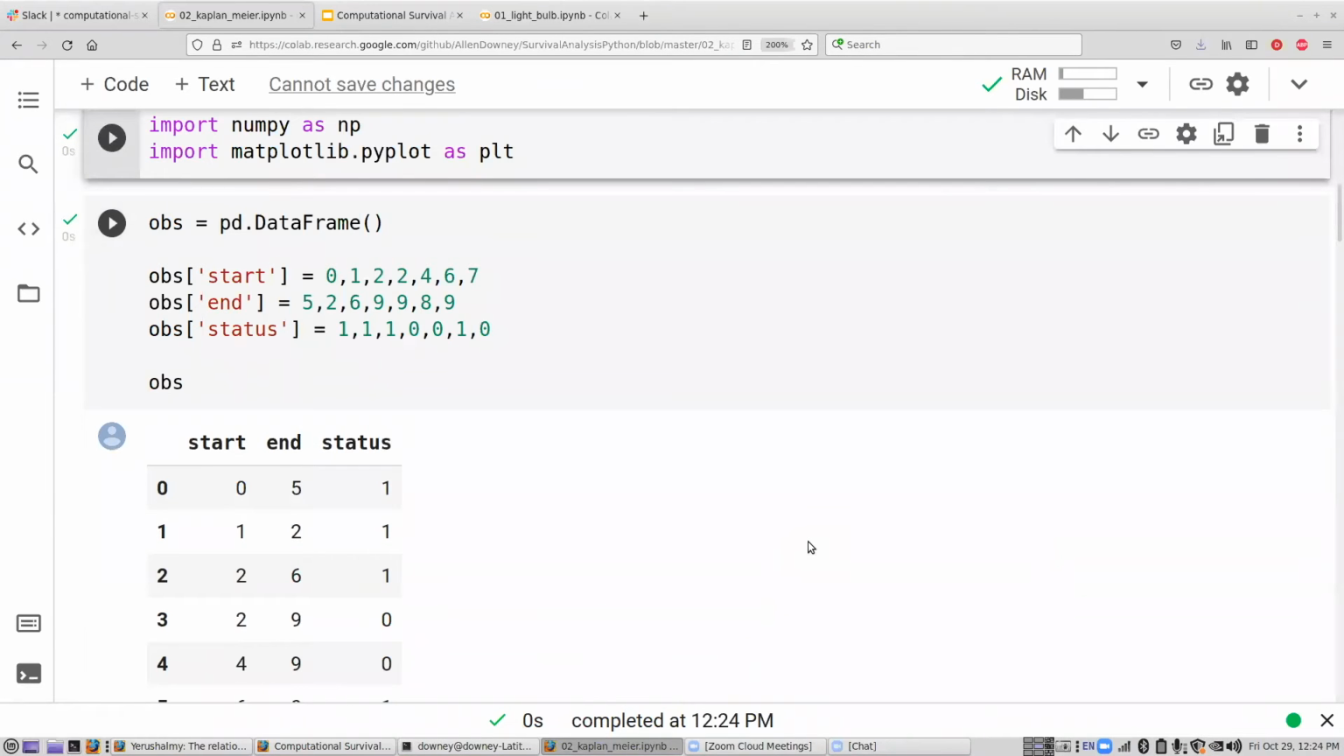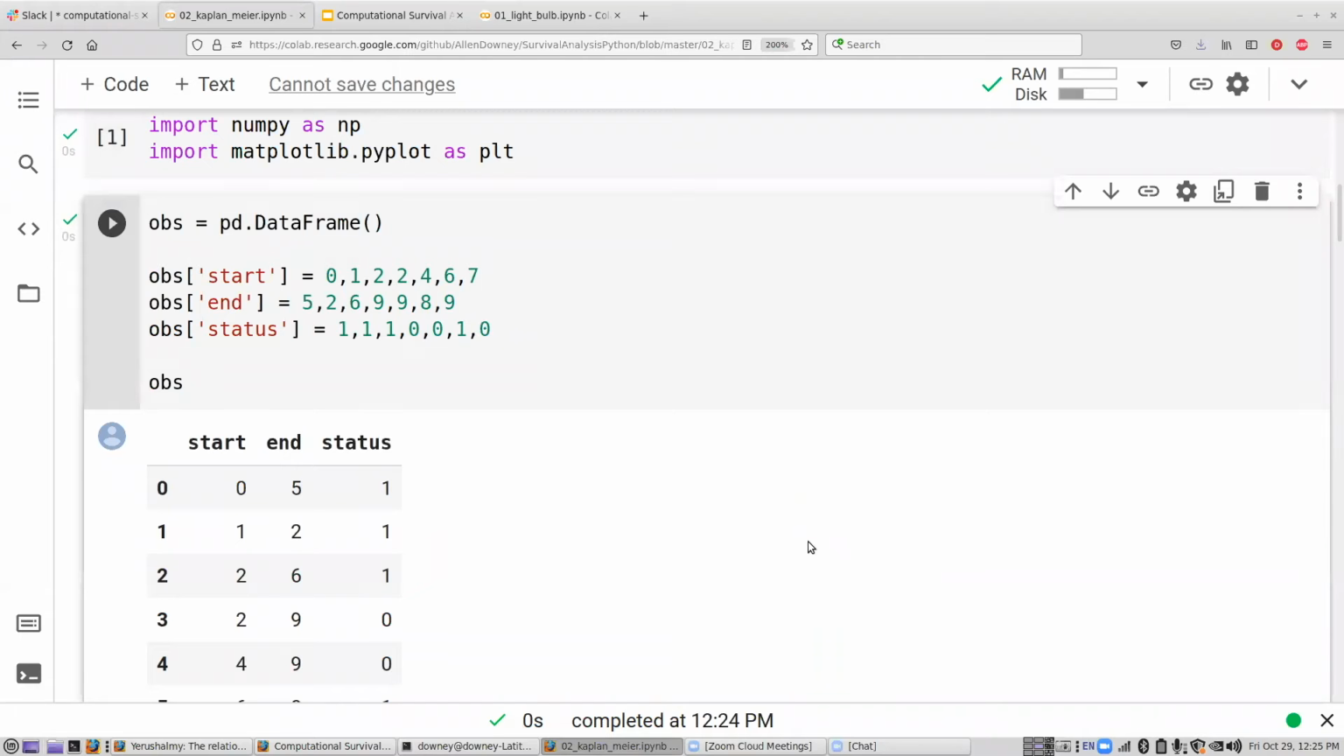I'm going to create a data frame with 3 columns. It has the start time, the end time, and the status. So start time is when the dog arrived at the shelter. End is when the dog was either adopted, or this is how many weeks the dog had been there at the end of the observation period. And the status column indicates which one it is. So if status equals 1, that means that the dog was adopted. If status equals 2, that means that the dog was still at the shelter at the end of the observation period. That's the data frame.